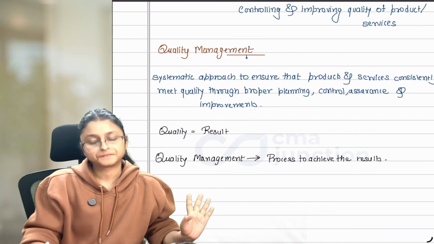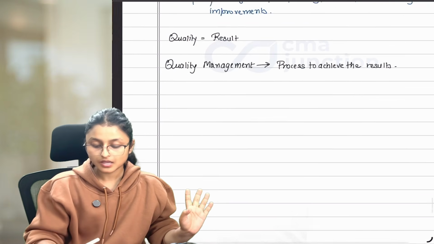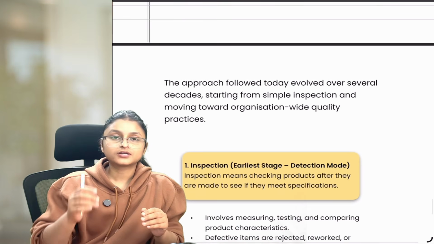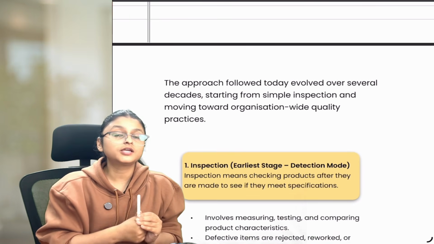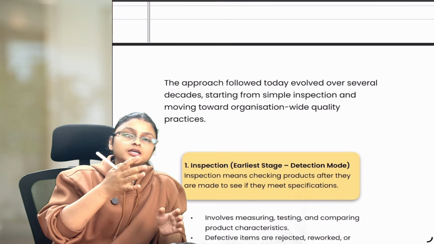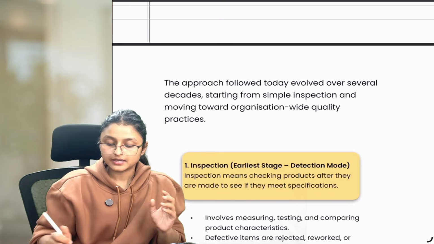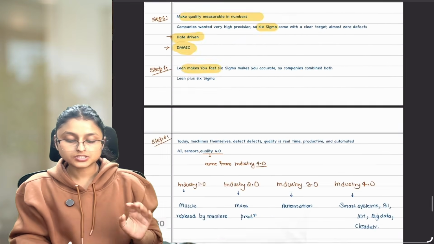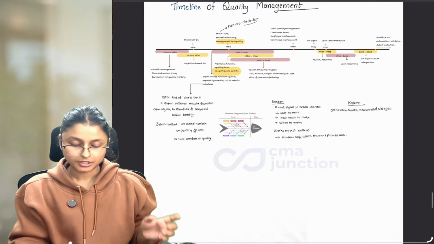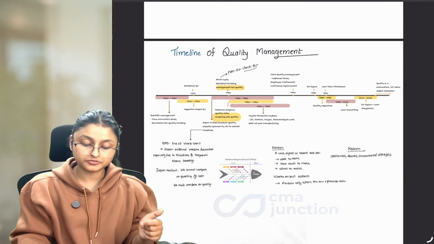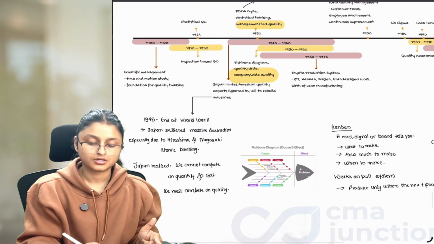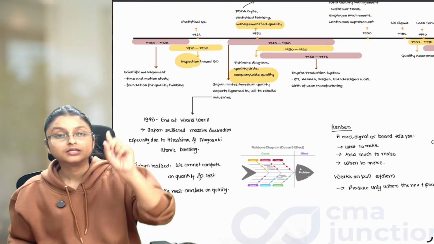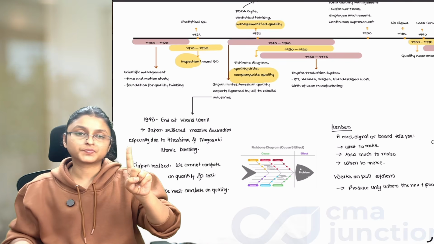Now, quality management has different stages, or as we understood earlier in the evolution, quality has evolved with time, right? And this evolution is divided into 4 categories. Let me just tell you what those categories are. The first thing which was developed for quality was inspection. That is checking the product after it has been made completely. This is the first stage of quality management.